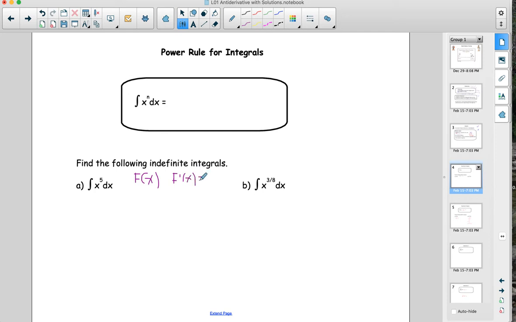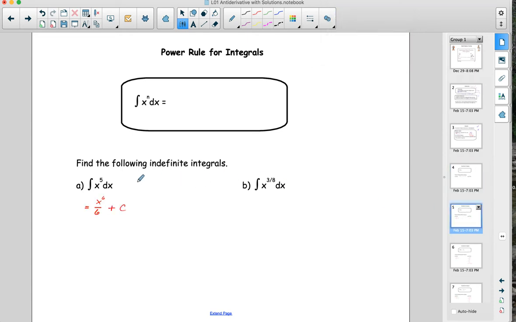And in the second example, B, you're looking for a capital F at x, such that f prime at x would be equal to x to the 3/8. So why don't you try to do these two first, and then we'll talk about a general rule for going backwards if the integrand is a power function. And I'm going to pause, just as a reminder that you should be thinking about how you're going to solve this rather than simply watching the video.